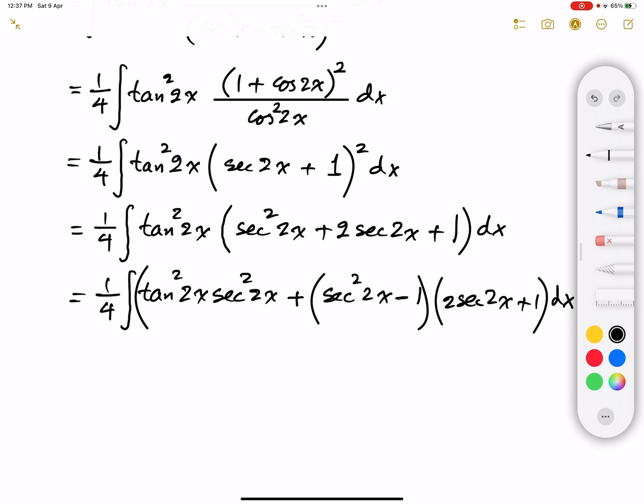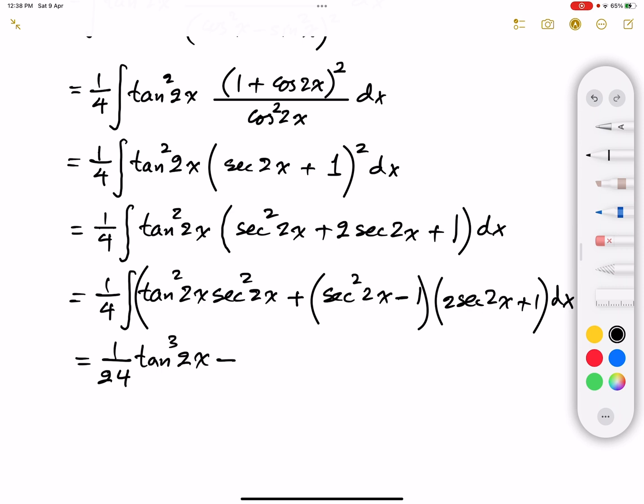You can notice that the first integral is straightforward and easy, because the derivative of tangent 2x is twice secant squared 2x. So we are missing a 2 here. What we can do is multiply by 2 and divide by 2, which gives us 1/8. And then the integral is tangent 2x cubed over 3. So that's going to give us 1 over 24 tangent cubed of 2x. So we're done with the first integral.